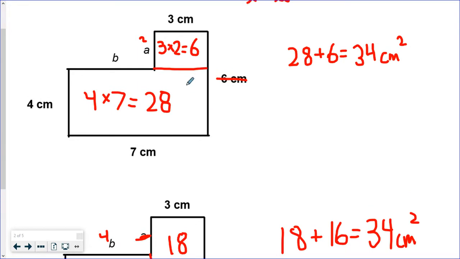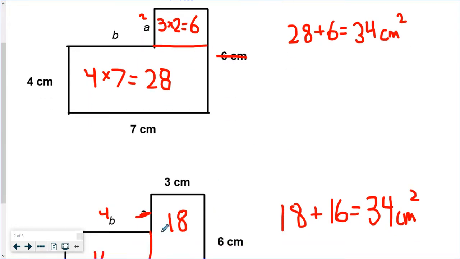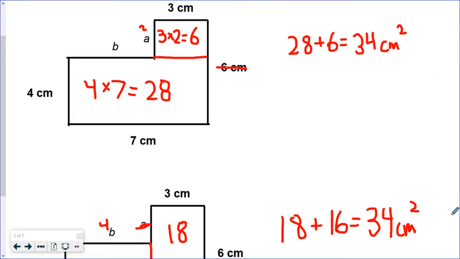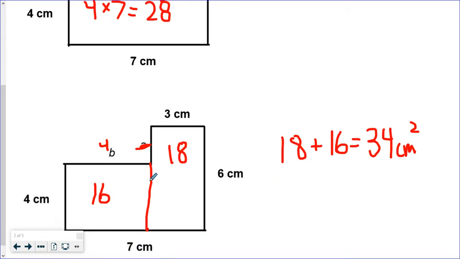So notice it didn't matter where I split. If I go across or up and down, I still got 34. I still got the same answer either way. So the beauty part about this lesson, 6th graders, is you don't have to find both the missing numbers. Depending on where you split it, you're going to have to find one. So for this top one, I split across here. I needed to find A and not B. For down here, I split up and down, so I needed to find B and not A.